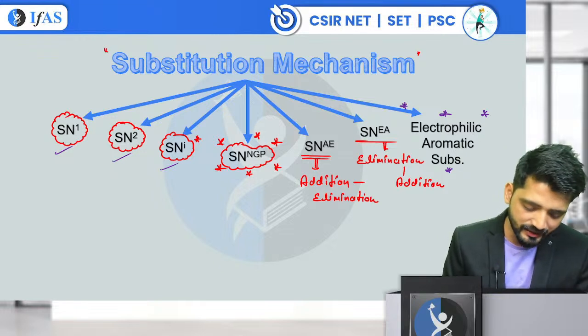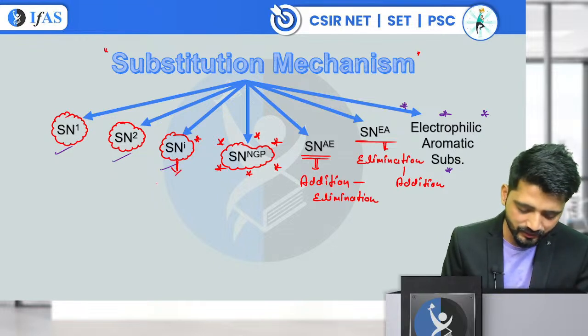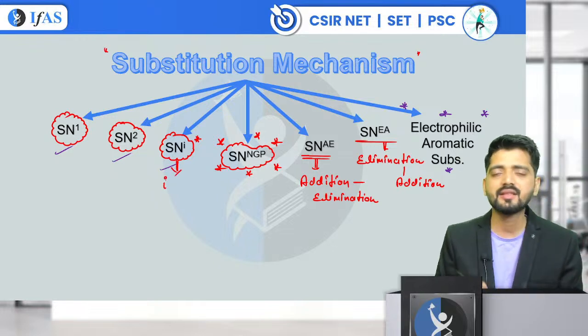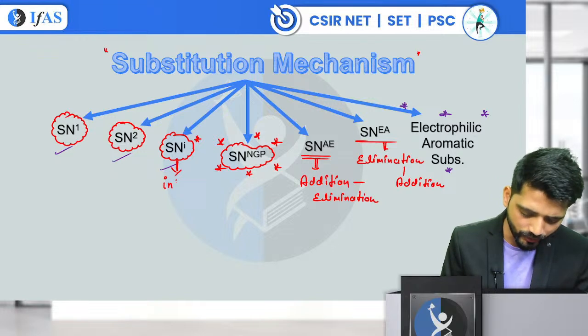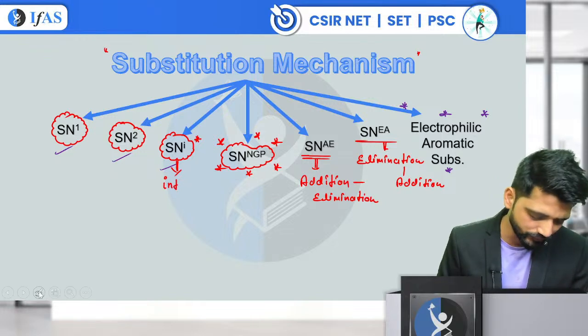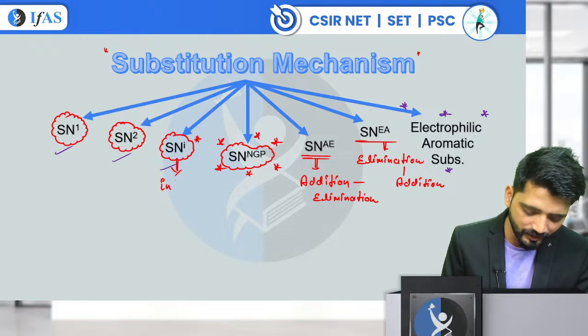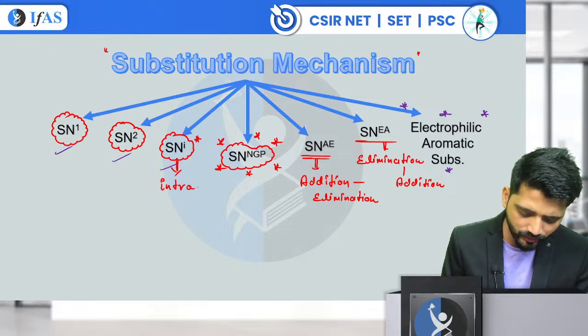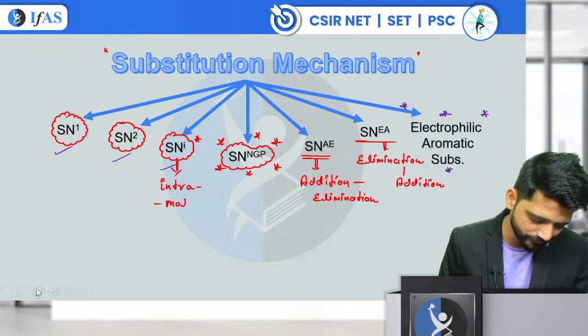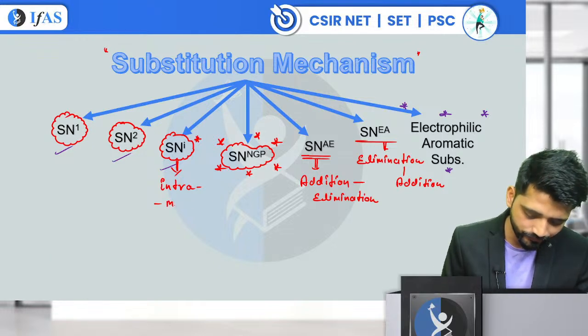Yes, in SNi, this i stands for intramolecular, and of course SN is for nucleophilic substitution. But this i is particularly called intramolecular, and you must be knowing about, I think, NGP, that is neighboring group participation. Intramolecular.